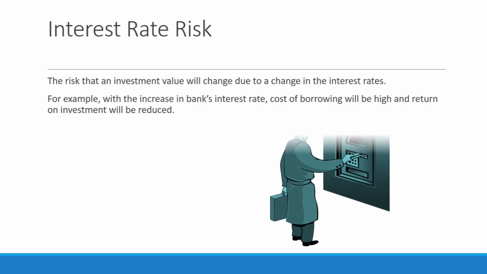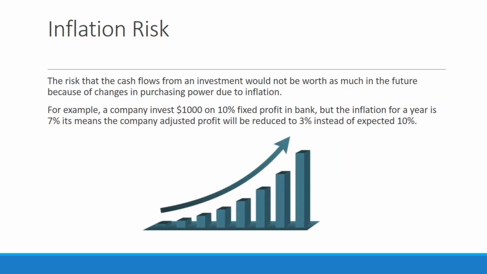The next is interest rate risk, which occurs due to volatility in the policy rate of the central bank. It is the risk that an investment's value will change due to a change in interest rates. For example, with the increase in the bank's interest rate, the cost of borrowing will be high and return on investment will be reduced. The inflation risk is very important to understand. It occurs due to increases in oil prices, bank rates, and currency exchange rates, the risk that the cash flows from an investment would not be worth as much in the future, because of changes in purchasing power due to inflation.